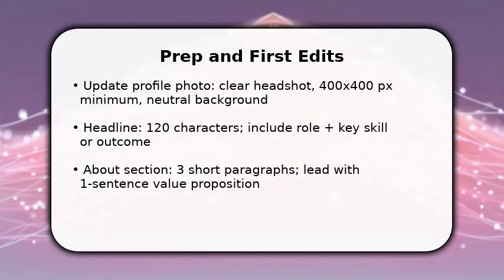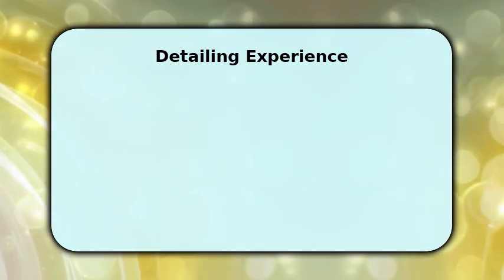and proof. Now you'll flesh out roles with achievement-focused copy. For each job, replace duties with 3 to 5 bullet points that start with strong verbs and include numbers or timeframes to show impact. Attach 1 or 2 portfolio items or PDFs to validate claims. Make sure files are compressed and named clearly. Then curate skills. Keep your top 10 and pin the 3 that match your desired job. Make these changes to make your story both credible and scannable.